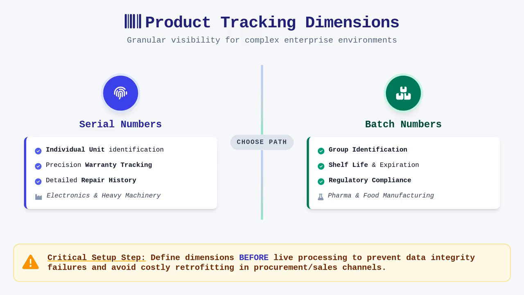By defining these dimensions at the setup phase, you prevent data integrity issues that arise when attempting to retrofit tracking requirements onto products that are already being processed through live procurement and sales channels.